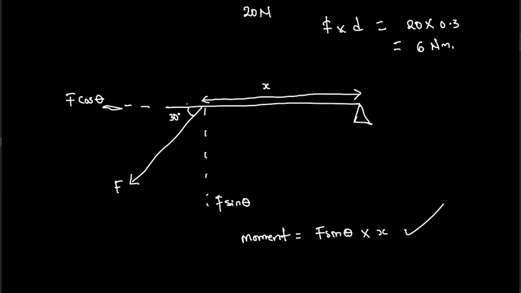Now, many students make this mistake. Let's say this angle was not inclined at 30 degrees to the horizontal. Let's say instead the force was inclined at 30 degrees to the vertical. Do you still resolve this as F sine theta and this as F cos theta? No, it will be the reverse. This time, the vertical will be F cos theta, and then the horizontal will be F sine theta.